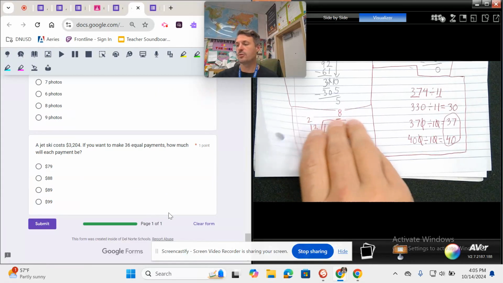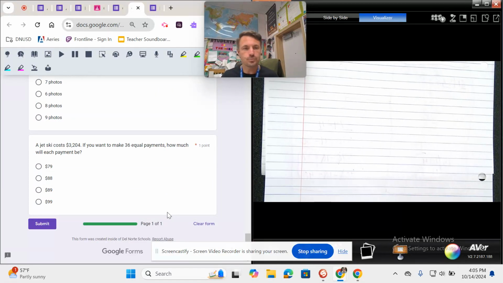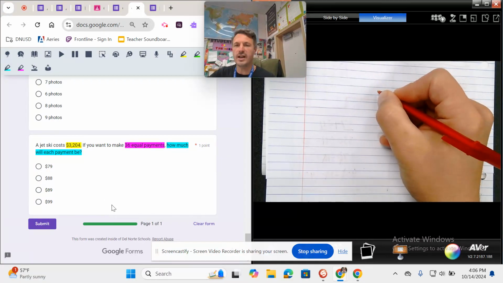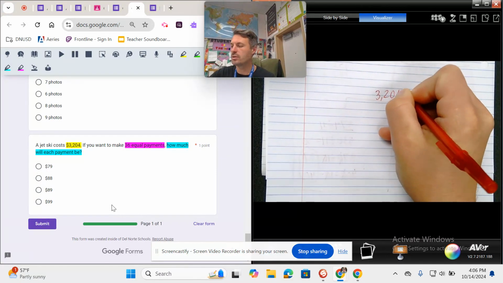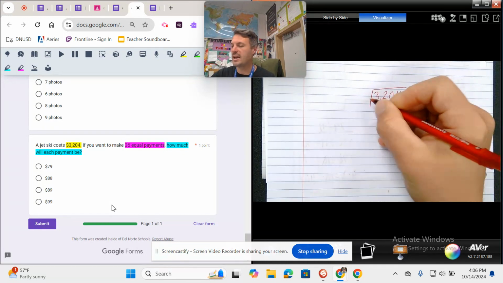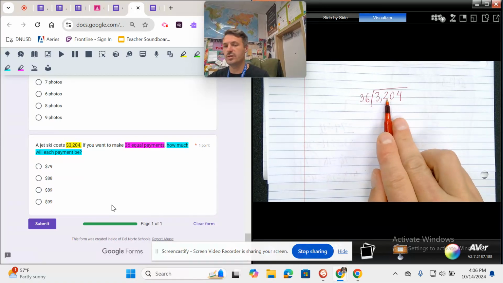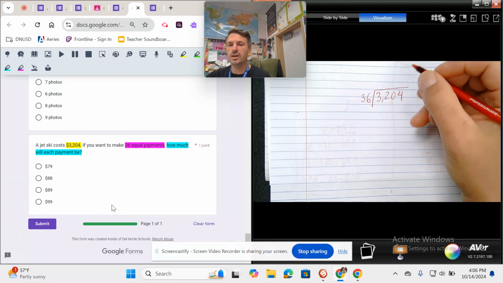There's one question left. I'm going to turn my scratch paper over so I have room. A jet ski costs $3,204. I'm going to highlight that. If you want to make 36 equal payments, I'm going to highlight that. Then the question, how much will each payment be? Okay, what we have to do is divide $3,204 by 36. 36 cannot fit into 3, it cannot fit into 32, but it can fit into 320.